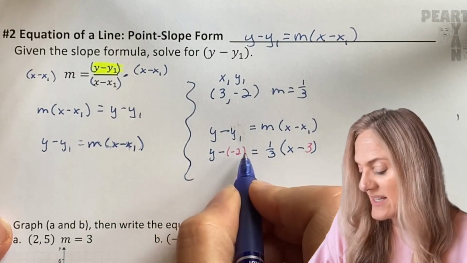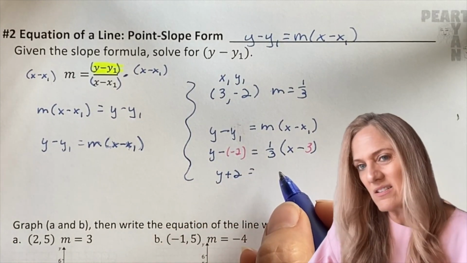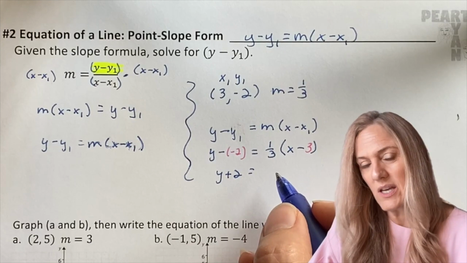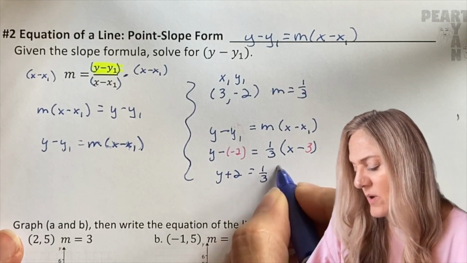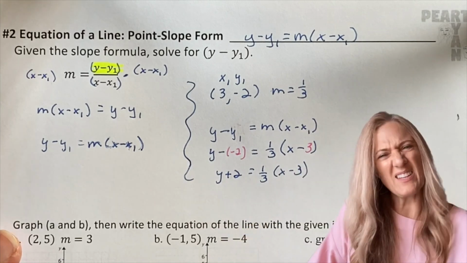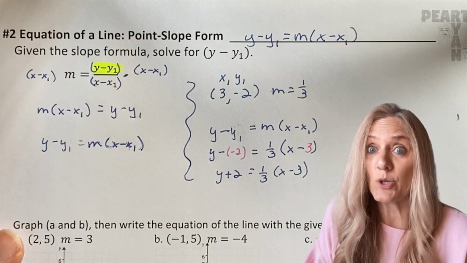So y minus negative 2 would be y plus 2 equals, and I can leave that there unless I have a really good reason to distribute it. Later on we'll learn sometimes we want to, but for now I'll just keep it 1/3 times x minus 3. You might say, wait, that's an equation of a line? Well, yeah, because I have enough information to graph a line.